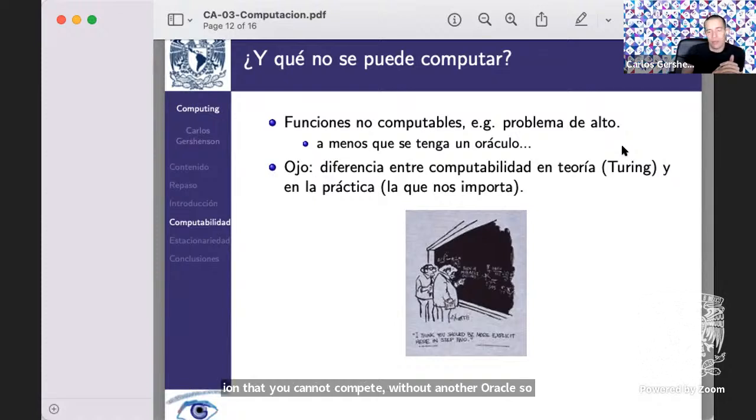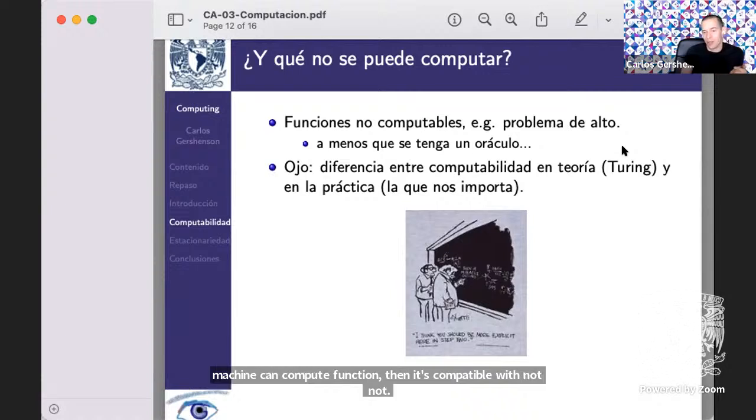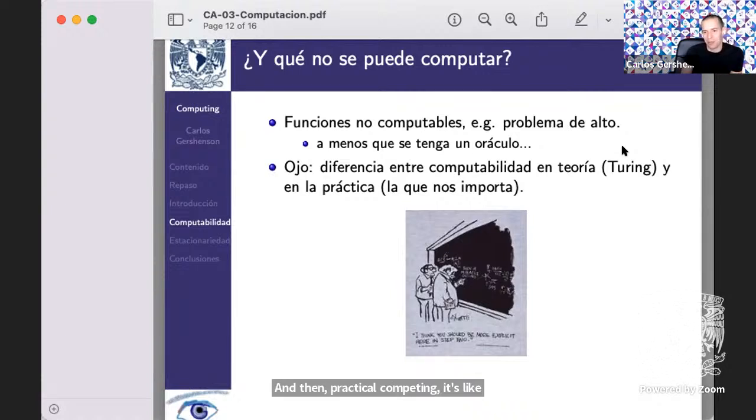So one thing we should notice is that there's a difference between theoretical computing, which is precisely the one defined by Turing. So if a Turing machine can compute a function, then it's computable, if not, not. And then practical computing, it's like, okay, can a machine calculate something or not in finite time? It's because there are computable functions that you cannot compute in practice simply because you don't have infinite memory or infinite time. By practical means, it won't stop computing that function even when it's computable in theory.